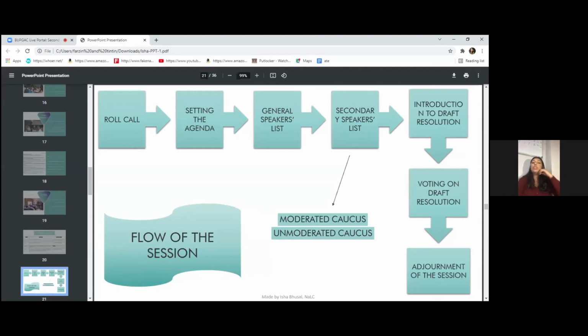So this is simply the flow of the session, how it goes. Whatever I've said till now, this is it. First of all, we have the roll call. Then we set the agenda. Then the general speakers list. The general speakers list can be suspended for the secondary speakers list, that is moderated caucus and unmoderated caucus. After the GSL, moderated and unmoderated caucuses go on, we introduce the draft resolution at the end. Then we vote on the draft resolution. Then we adjourn the session. So this is how the committee session goes. So, next slide.